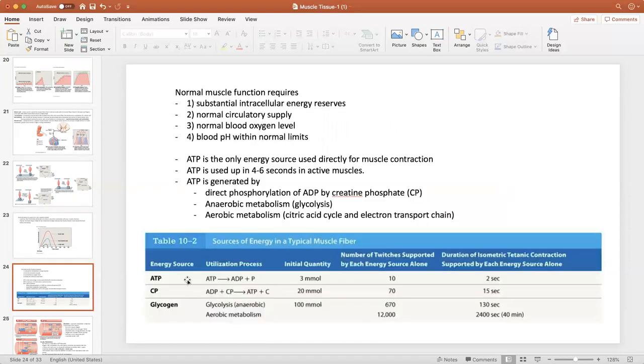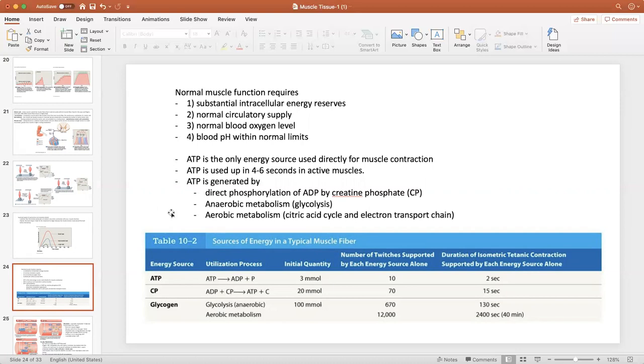Okay. All right, so we're going to talk about muscle metabolism here. We need a couple of things for muscles to function normally. We need normal pH, we need blood and oxygen, and then we need energy reserves. The muscle works off ATP, exclusively. ATP is the only energy source used with muscle contraction.